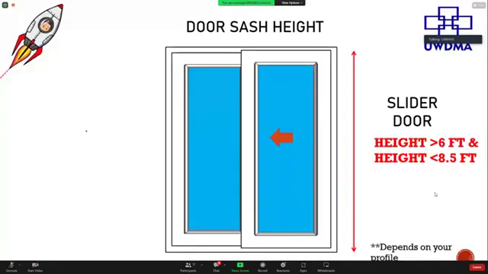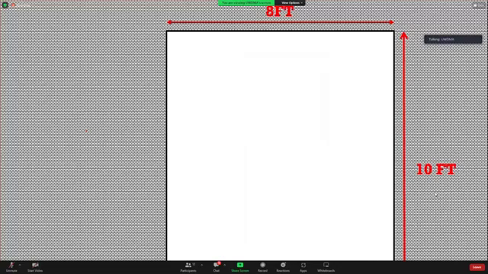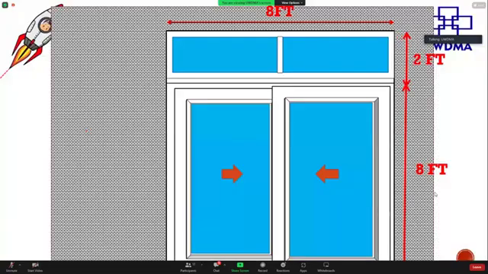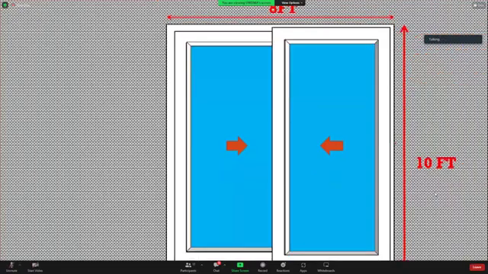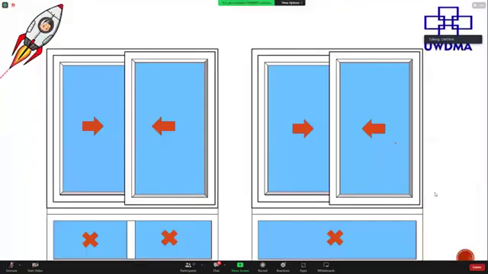As I've told you, if we are going for a height more than 8 feet, then we'll try to give a top fixed above. And before giving a top fix, please always see what top fix you are giving. It should look proportionate to the door size. Then here 10 feet, of course, we are not giving 10 feet until your system provider allows you for that.